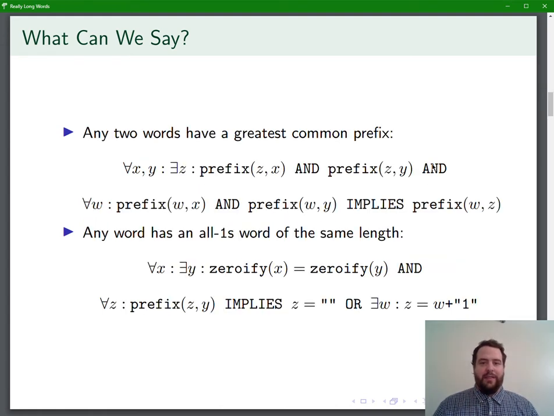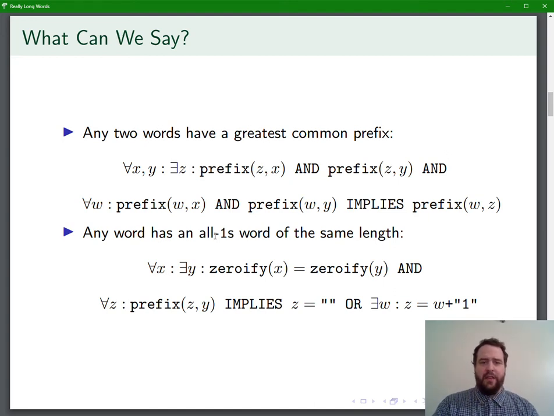What other things can we say? Well, we can say that any two words have a greatest common prefix. This is a little bit tricky to say, but we can talk about a common prefix. We say for any words x and y, there is a z such that z is a prefix of x and z is a prefix of y, and then you have to go on to say, well, any other common prefix is going to be a prefix of this greatest common prefix. So that's what this second line here is for. But ultimately, we can say that any two words have a greatest common prefix.